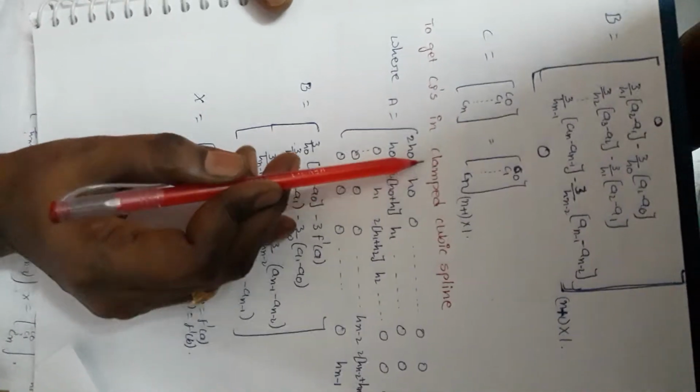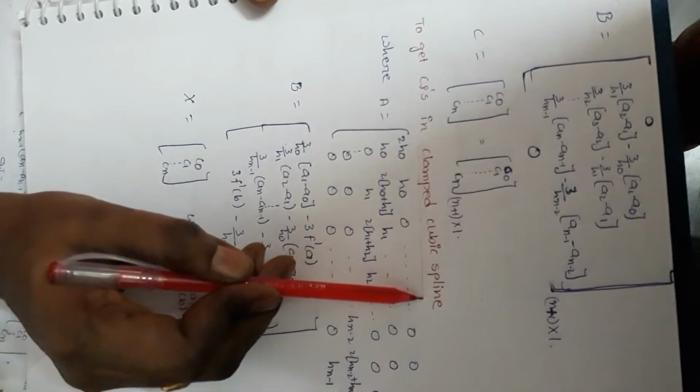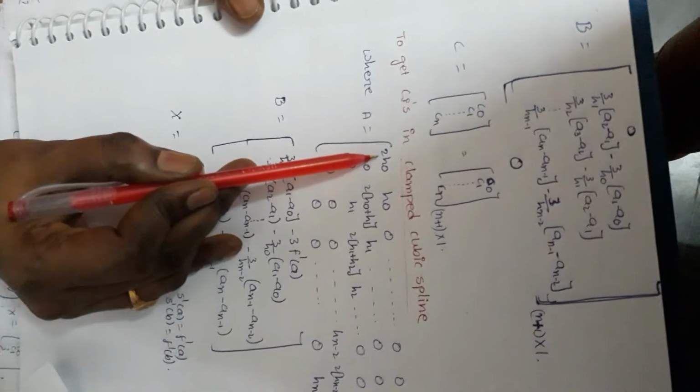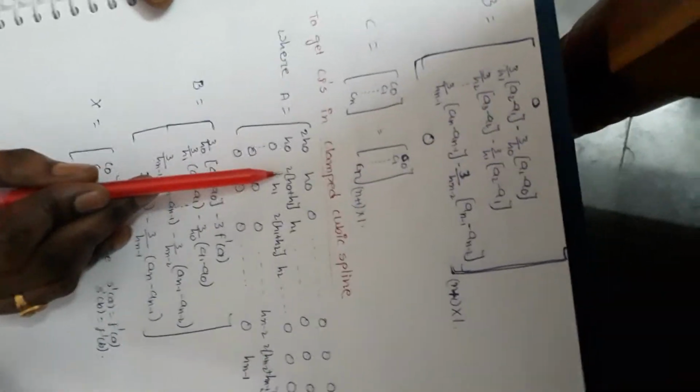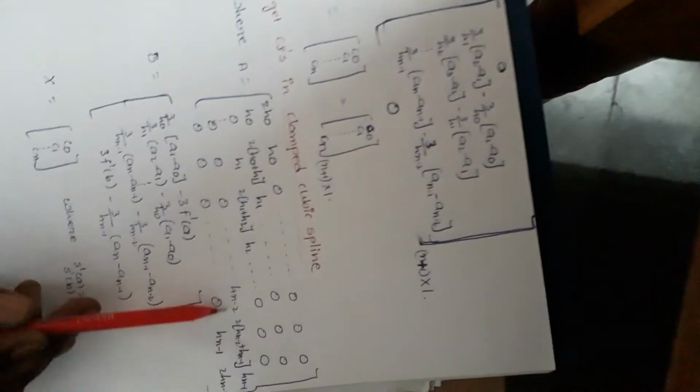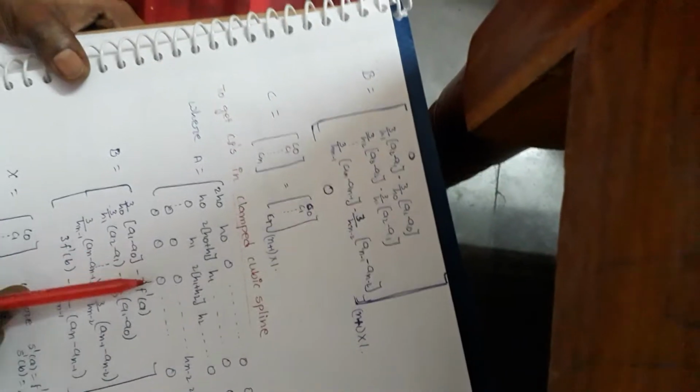Suppose we want to get the clamped cubic spline? For that, again A will be changed. A in the first row is 2H0, H0, 0 and so on, 0, 0, 0. From the second row onwards it will be the same: H0, 2 into H0 plus H1, H1 and so on, zeros. And in the last but one row: 0, 0, 0 and so on, Hn minus 2, 2 into Hn minus 2 plus Hn minus 1, Hn minus 1. The last row again will be changed: 0, 0, 0 and so on, 0, Hn minus 1, 2 Hn minus 1.